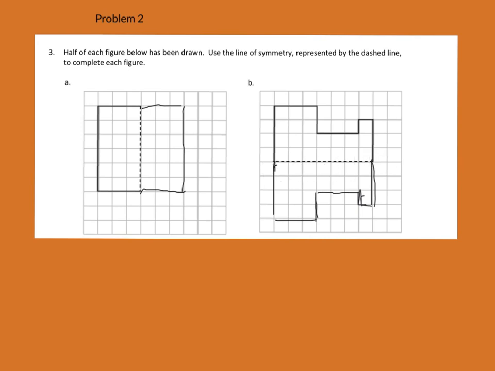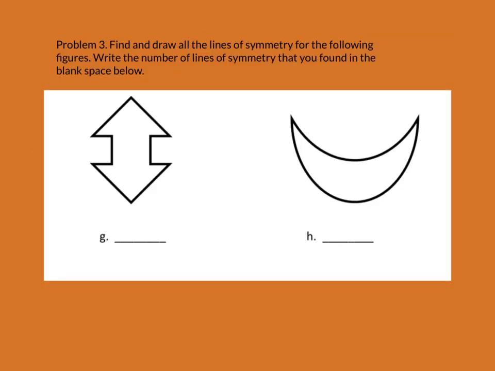For our last problem, we're going to find and draw all the lines of symmetry for the following figures. Then we're going to write the number of lines of symmetry that we found in the blank space below. For our first figure, a line of symmetry that we could draw is a line across the object right here. Would we agree that both objects are now mirror images of each other? Even if they were split apart and were two separate objects, they would be mirror images of each other, just one would be upside down. So that's one line of symmetry.